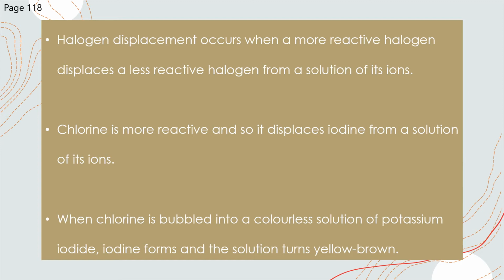So the first one says halogen displacement occurs when a more reactive halogen displaces a less reactive halogen from a solution of its ions. Second bullet point, chlorine is more reactive and so it displaces iodine from a solution of its ions. So this wee bit's relative to the equation above, you'll notice. And then the third bullet point, when chlorine is bubbled into a colourless solution of potassium iodide, iodine forms and the solution turns yellow-brown. Now I want you to pause this here and write those 3 bullet points in.